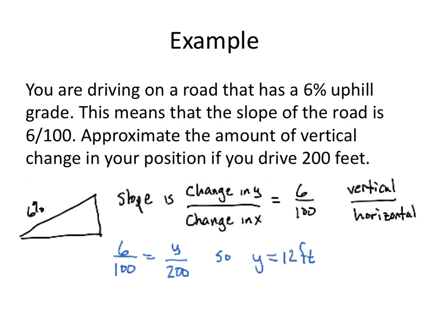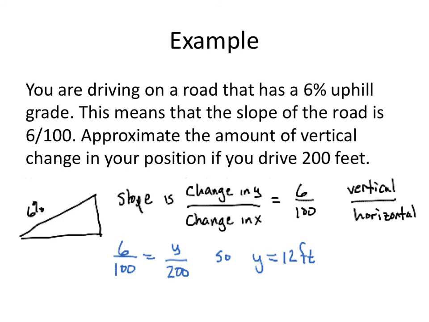Alright, let's get some word problem examples here. And we'll do way more of these in class, don't worry. So you're driving on a road that has a 6% uphill grade. This means that the slope of the road is 6 over 100, right? Percent is out of 100. Approximate the amount of vertical change in your position if you drive 200 feet.